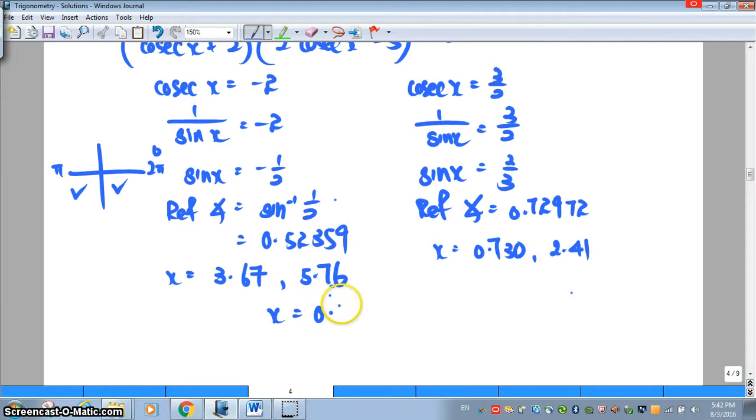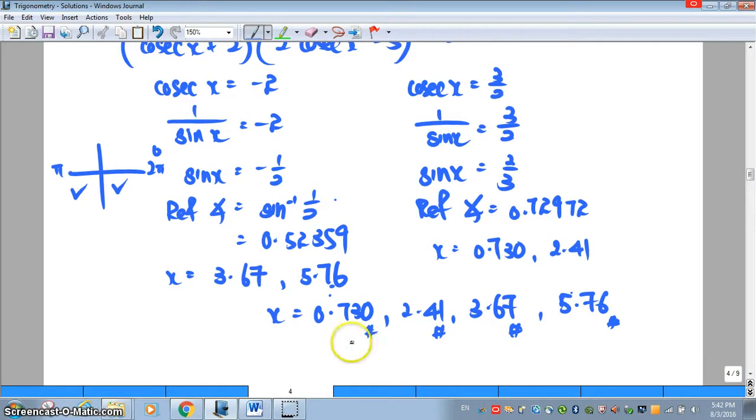Zero point 730, 2.41, 3.67, as well as 5.76. And underline all your final solution. And there you have it. The use of the trigo identity or on the formula sheet for you to do your trigo solving.